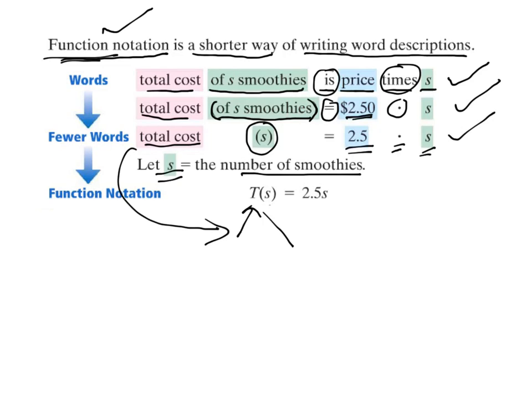How do you read this? It is read as T of S, total cost of S smoothies is 2.5 times S. This is called a function notation. So again, how do you read this? T of S is equal to 2.5 times S, which means the total cost of smoothies is 2.5 times the number of smoothies you purchase.